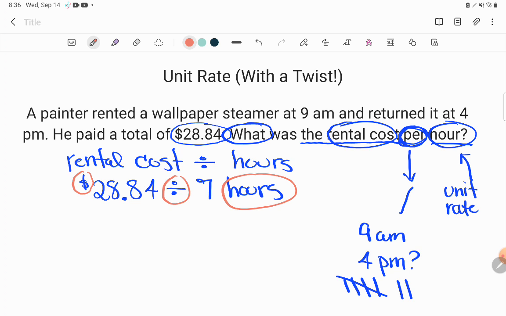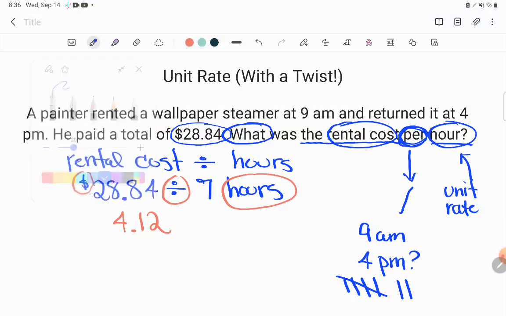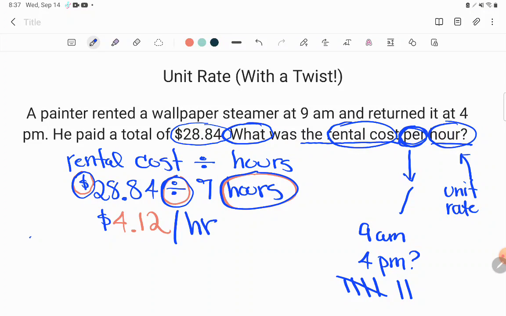Okay, so 28.84 divided by 7 gives me 4.12. Now, you might say 4.12 what? Well, look up at the line before. That's why I included my unit. This is dollars, so $4.12. The fraction, the divide, again means the same as per, so per, and my next unit was hour. So what's my rental cost per hour? Well, it cost me $4.12 per hour. Thank you, Sean, for this fun problem.